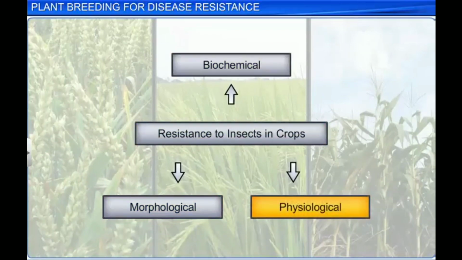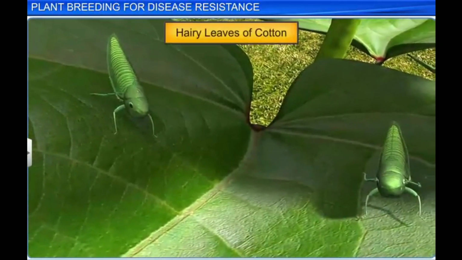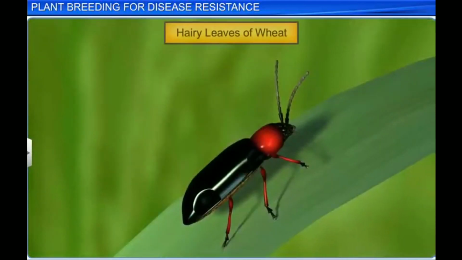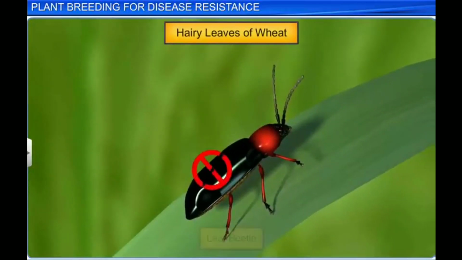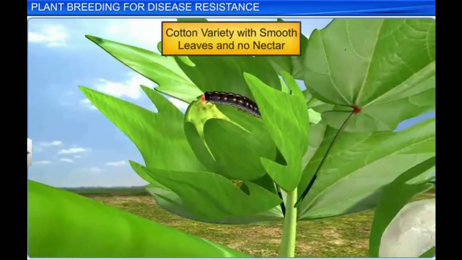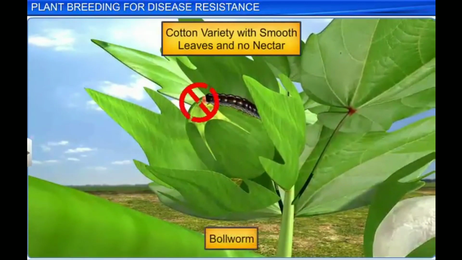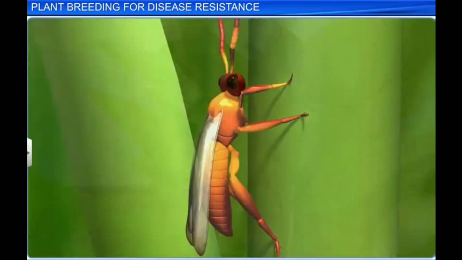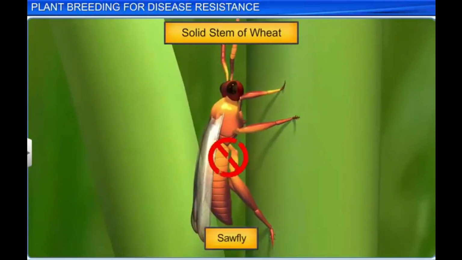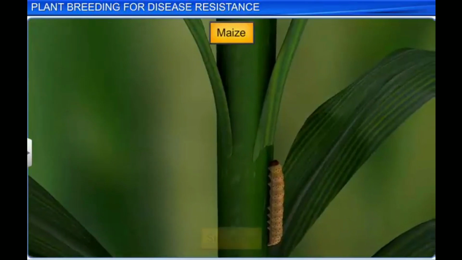For example, hairy leaves on cotton make it resistant to jassids, while hairy leaves on wheat make it resistant to cereal leaf beetle. Also, smooth leaves and the absence of nectar in some cotton varieties protect them from bollworms. Similarly, solid stems of wheat protect it from stem sawfly, whereas maize is protected from stem borers due to its high aspartic acid and low nitrogen and sugar content.